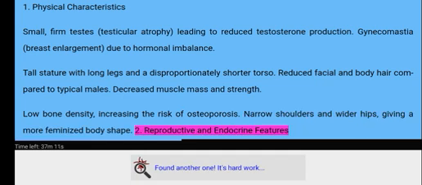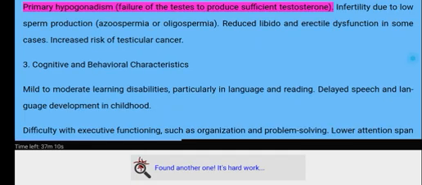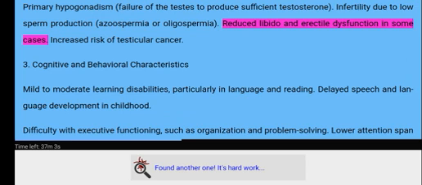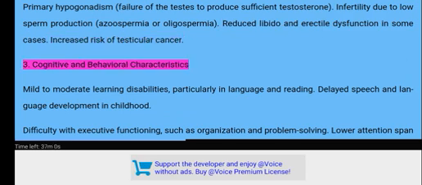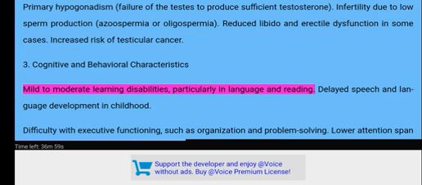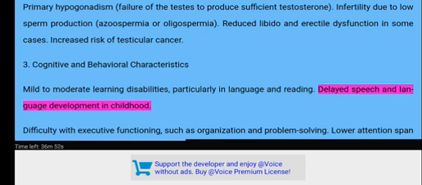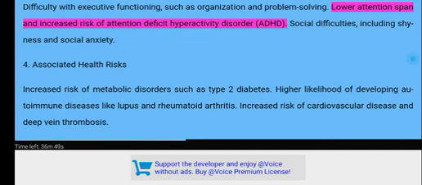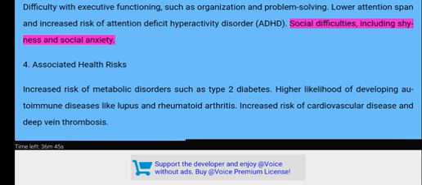2. Reproductive and endocrine features. Primary hypogonadism, failure of the testes to produce sufficient testosterone. Infertility due to low sperm production, azoospermia or oligospermia. Reduced libido and erectile dysfunction in some cases. Increased risk of testicular cancer. 3. Cognitive and behavioral characteristics. Mild to moderate learning disabilities, particularly in language and reading. Delayed speech and language development in childhood. Difficulty with executive functioning, such as organization and problem solving. Lower attention span and increased risk of attention deficit hyperactivity disorder (ADHD). Social difficulties, including shyness and social anxiety.